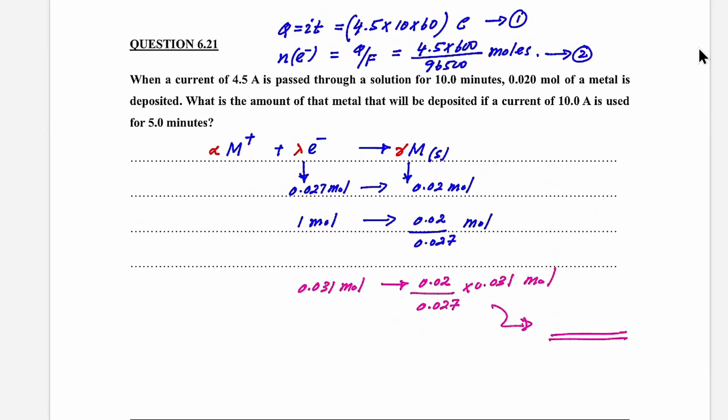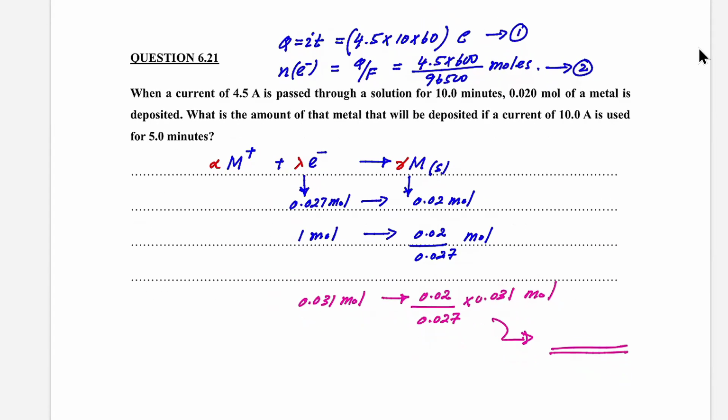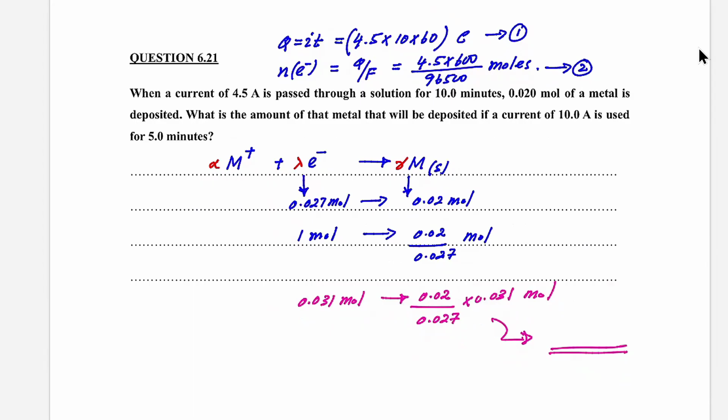They showed us an example. This is what I thought the question was asking. I thought the question was asking that with 4.5 amps in 10 minutes you can create 0.03 moles from it. That's what I thought. You didn't read the question.